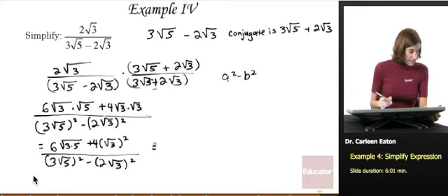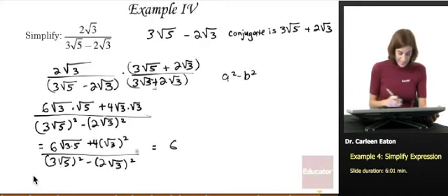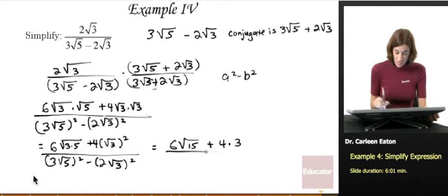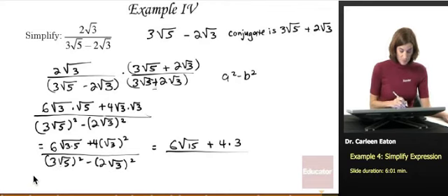Okay, the next step is 6 radical, 3 times 5 is 15, plus 4. A radical times itself is the radicand, so that gives me 3, divided by 3 squared. 3 times 3 is 9. Radical 5 squared is going to be 5, minus 2 squared is 4. Radical 3 times itself is 3.